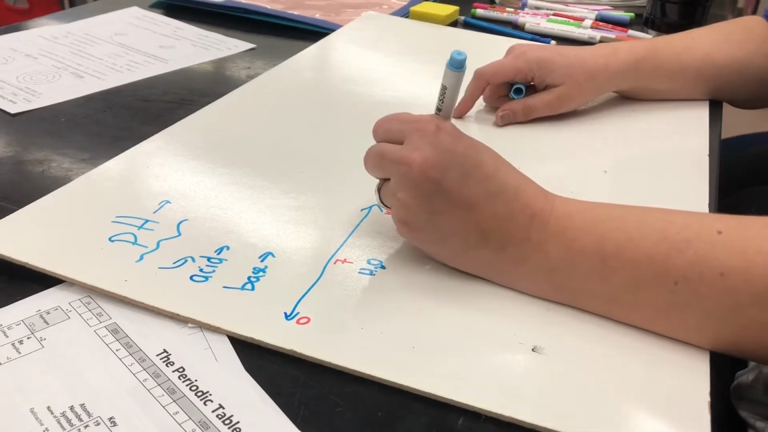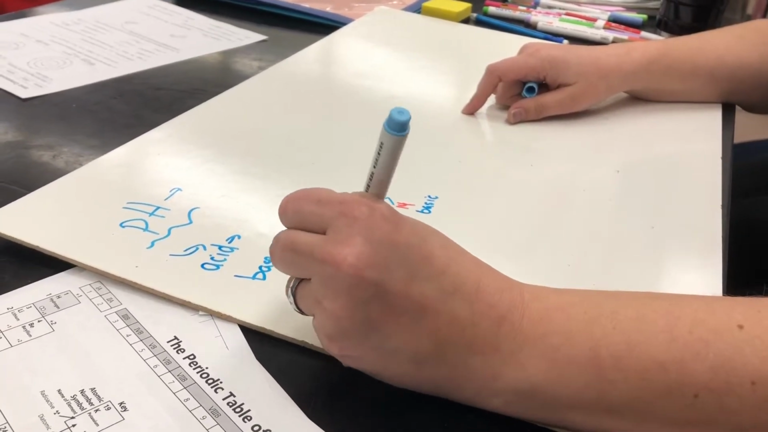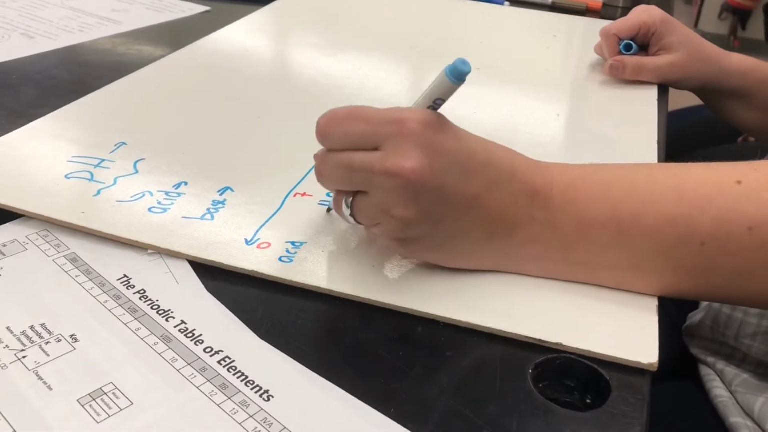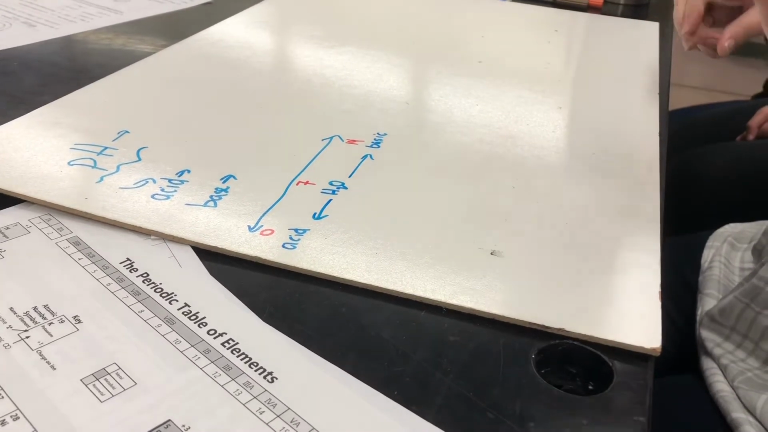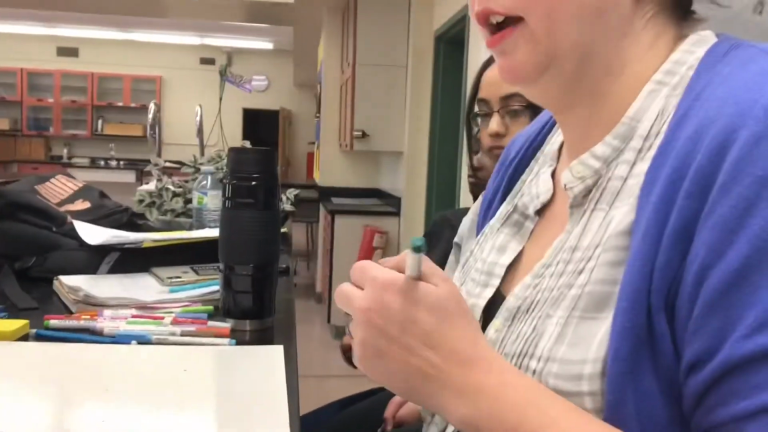And this, you're right, this is basic. This is the most basic. And this is the most acidic. And as the pH goes from 0 to 7, you're getting more acidic. And as you go from 7 to 14, you're getting more basic. But what pH is actually caused by is the idea of the amount of hydrogen ions.